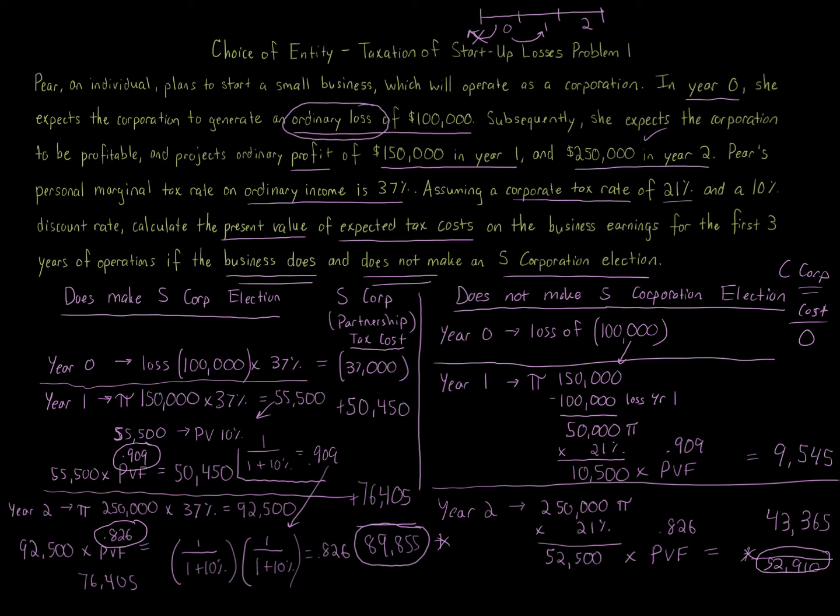Now, one thing to take note of with present values, that $37,000 of tax loss of being an S corporation, that's actually a huge benefit when you consider present value, because if we carry over that $100,000 loss to year one, it gives us a tax benefit, but it's not the same in current dollar value as the $37,000 was, because we didn't even have to present value that. So keep that in mind.